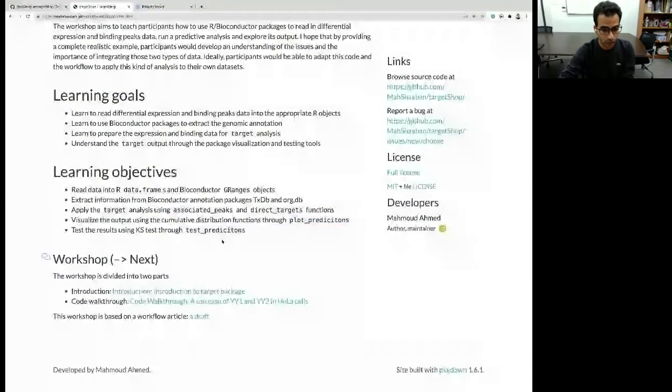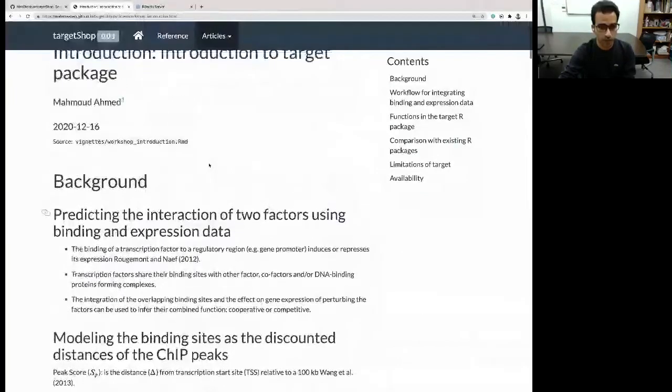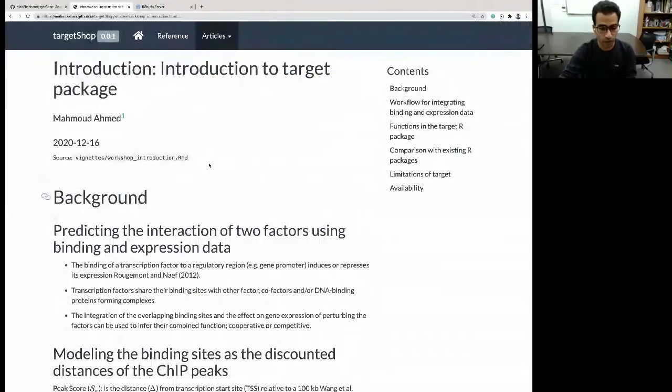So the next step would be to go through the introduction. First, a brief background about the problem that I'm trying to solve with this package. So we know that transcription factors bind to regulatory regions, such as the gene promoters, and the effect of this binding would be the induction or the repression of the gene expression. We also know that transcription factors share their binding sites with other factors and cofactors and DNA binding proteins.